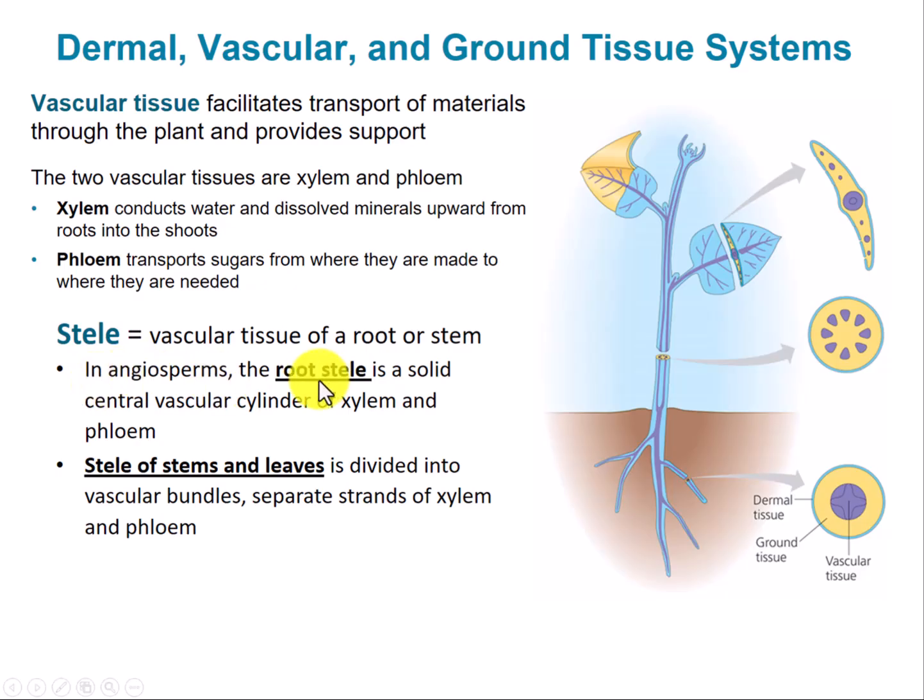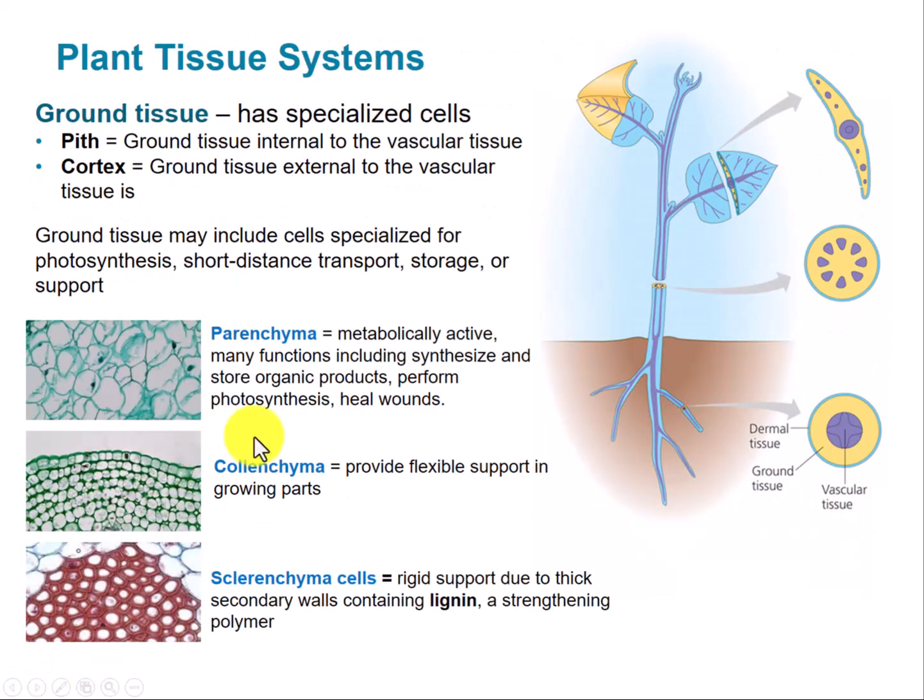In angiosperms, the root stele is a solid central vascular cylinder of xylem and phloem, whereas in the stems and leaves, it is usually divided into vascular bundles. So here you can see multiple bundles in our leaves and our stems, and the single cylinder of vascular tissue in our roots. But both are made up of xylem and phloem.